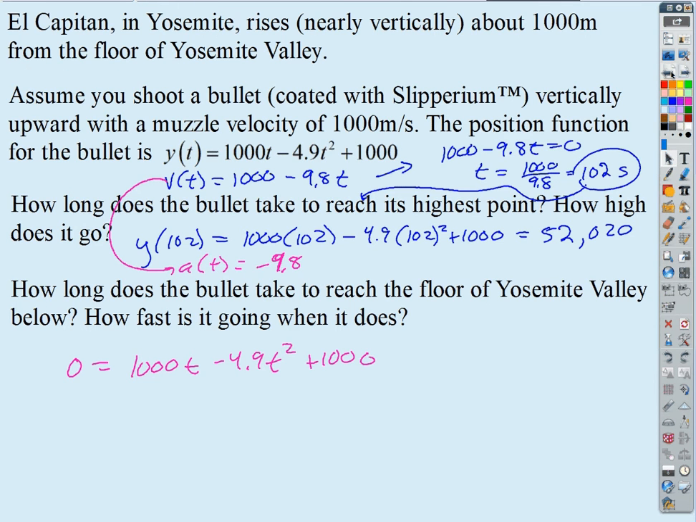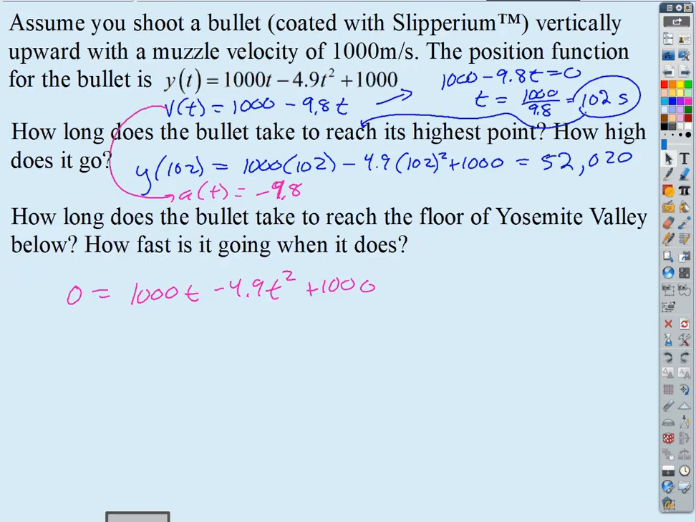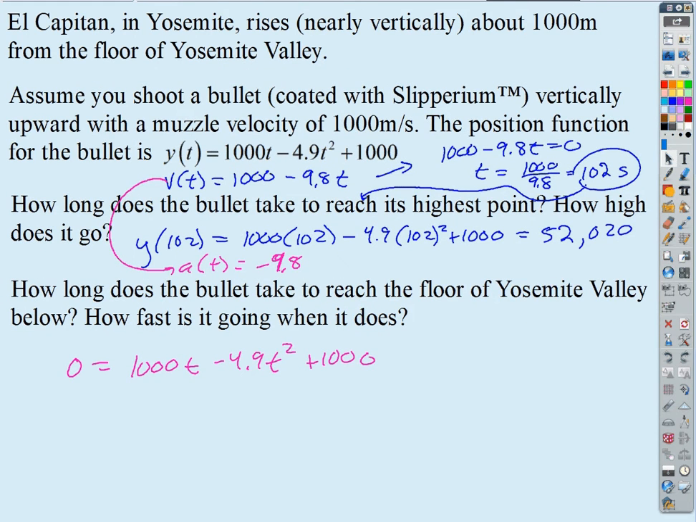Redmond. So remember we had this picture we were drawing where in our minds we're shooting this bullet straight up right by the edge of El Capitan, that big face of El Capitan. It goes up to its apex, comes falling back down, and falls right by the side of the cliff. The bullet, remember, is coated with sliprium, so it experiences no air resistance.